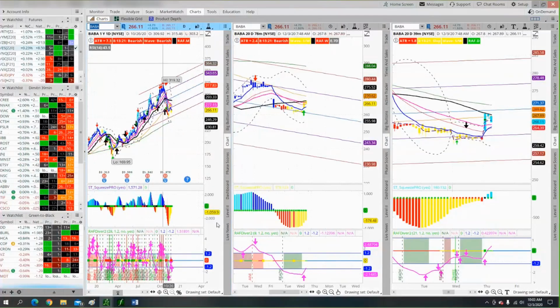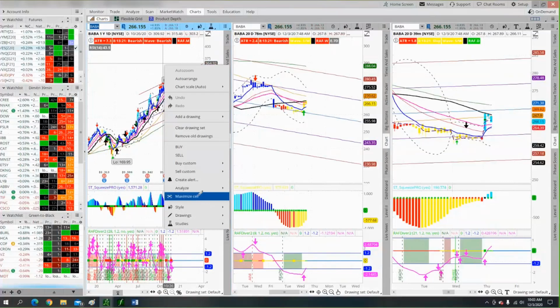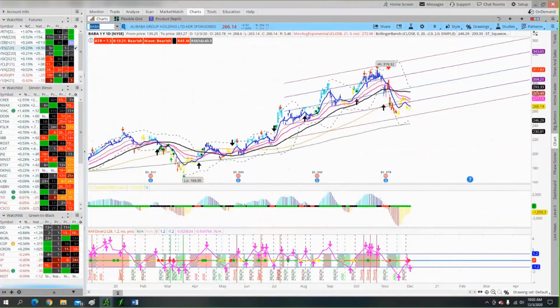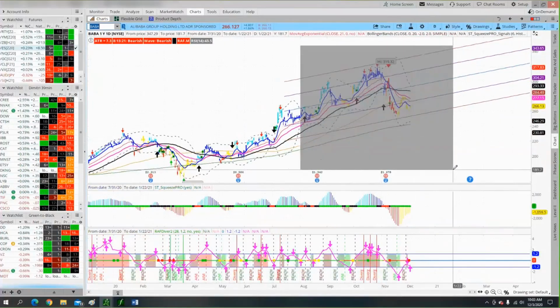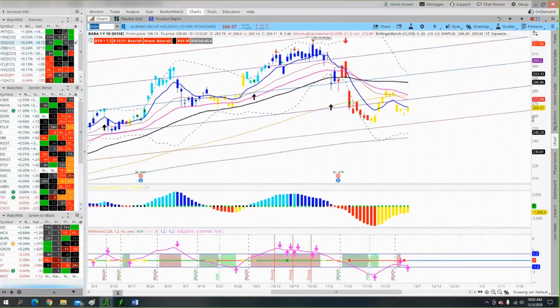All right. Let me maximize this cell. Okay. So, now, what is the setup? Well, I think we all did this trade down here. We did a counter trend trade and it worked out well. Again, I'm not saying they don't work. Of course they do if you catch them.